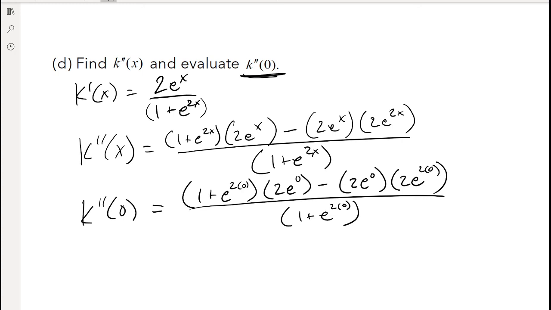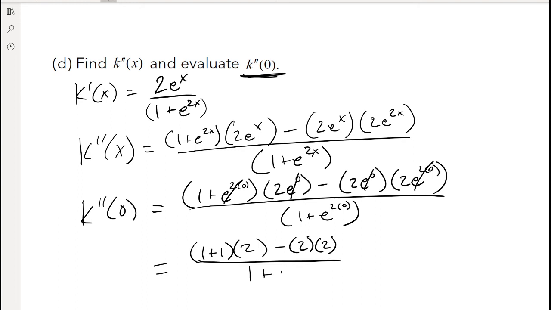Now we know that e to the 0 is just equal to 1. That's also equal to 1. That's equal to 1, and that's equal to 1. So this is going to come out to be 1 plus 1 times 2, right? Minus 2 times 2 all over 1 plus 1 squared. I think in the top here you're going to end up with 2 times 2 minus 2 times 2, which is just going to be 0 over 4, which is just equal to 0.